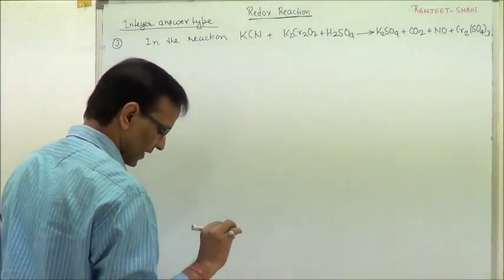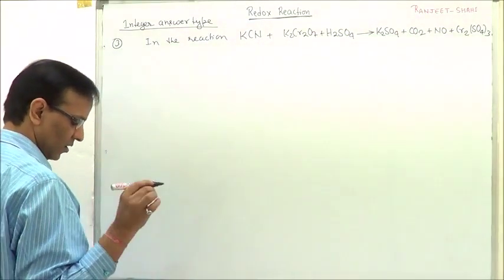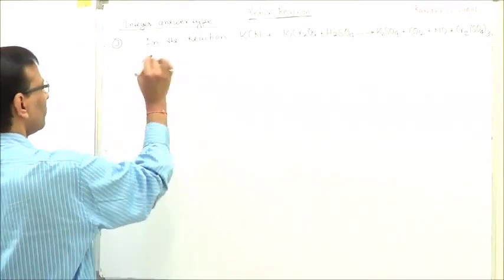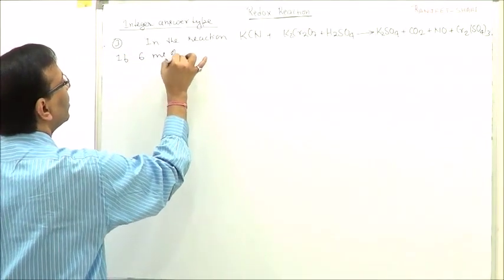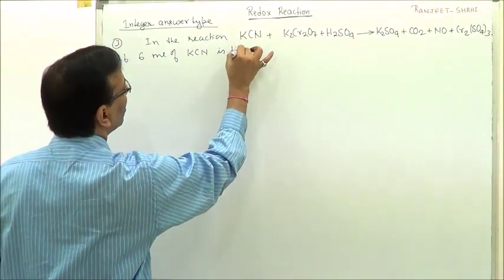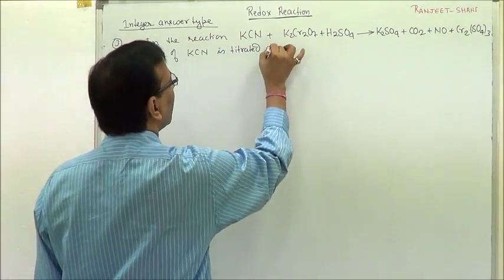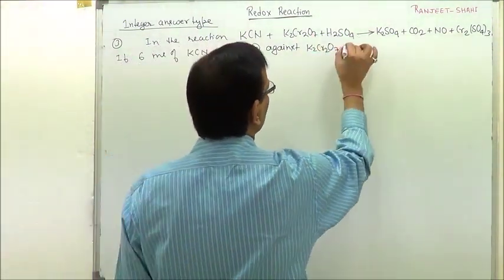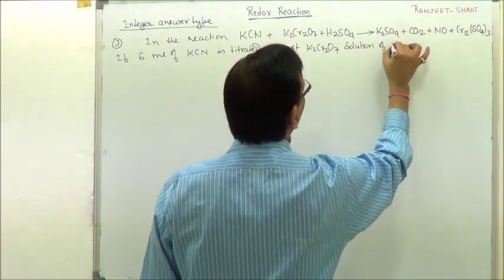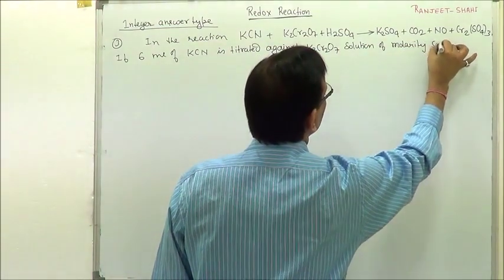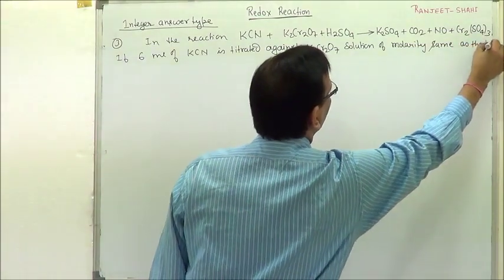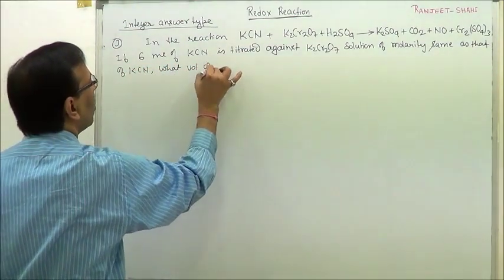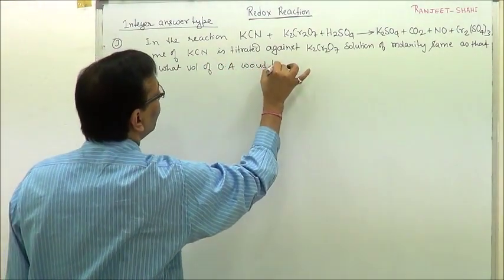if 6 ml of potassium cyanide is titrated against an acidic dichromate solution of the same molarity as that of KCN, what volume of oxidizing agent would be required?